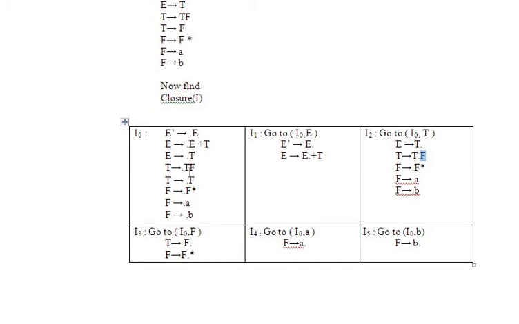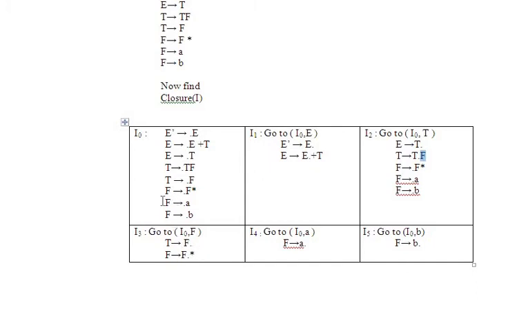Next, T is already considered. Next move I0 to F. So the next state will be I3. So T gives F dot, and here also F produces, so F gives F dot star.